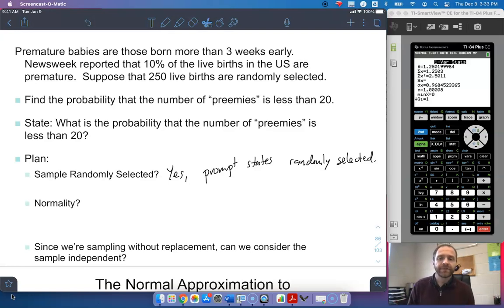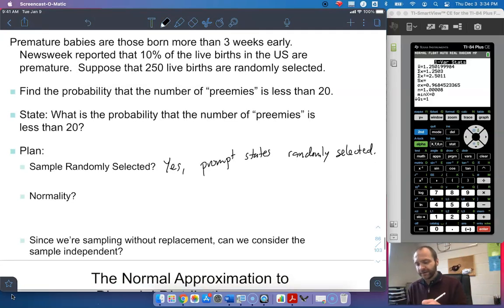Since we're sampling without replacement, can we consider this sample independent? That's really important. When a baby's born, they're born. They're not going to be born again. So since there's no replacement, I'm going to state that. Since we're sampling without replacement, I'm writing that down. I'm going to check the 10% condition, which means my population must be larger than 10 times my sample size.